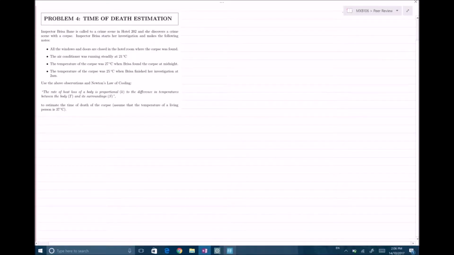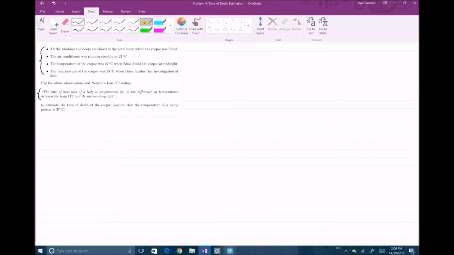The problem that we are solving is problem 4, the time of death estimation. This problem uses these observations and Newton's law of cooling to estimate the time of death of the corpse at the crime scene. So we're going to begin by simply finding our differential equation.